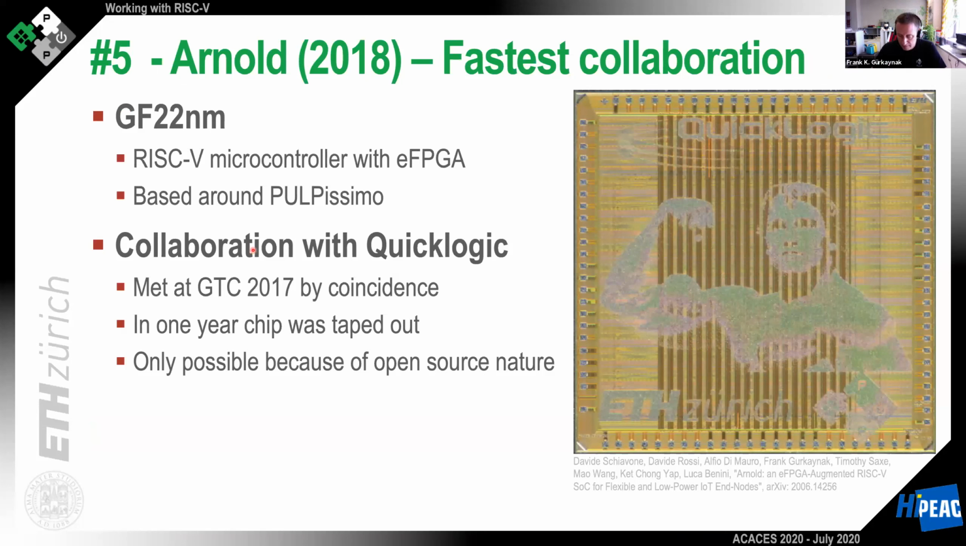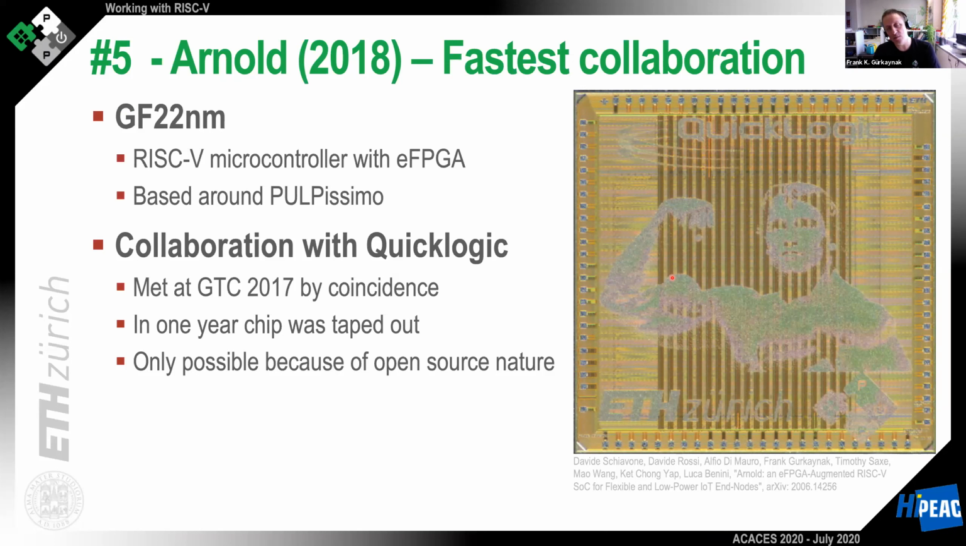But when we are talking about single core systems, I just want to talk about this particular chip. It's called Arnold. You see his picture there. This was a gorgeous collaboration, one that I'm very proud of. The chip was manufactured in 22 nanometers. It's a RISC-V microcontroller system, a single core system, but it's based around Pulpissimo, the one that we would consider more advanced. And it joins an eFPGA, an embedded FPGA made by QuickLogic, into one chip.